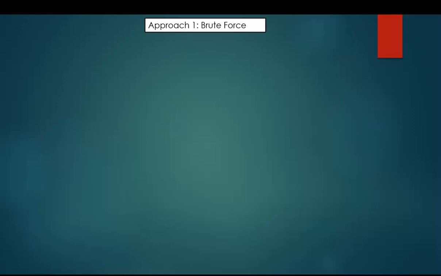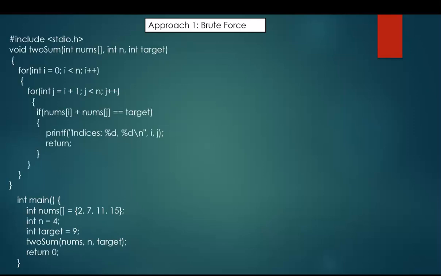Right. So this is the solution for approach 1. Look at the solution. I have an array called nums which holds 2, 7, 11, 15, and my target is 9. Obviously n is equal to 4. I'm calling the function twoSum. Right? Move on to the function.